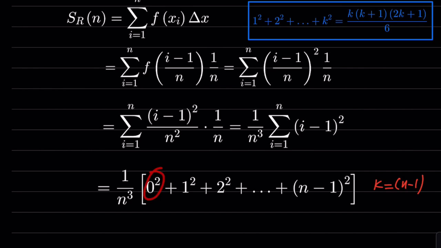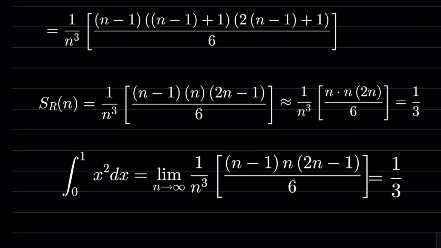So I'm adding the squares of natural numbers. This is just 0 squared, that's just 0. So I'm adding the squares of natural numbers starting from 1 all the way to n minus 1. So this sum can be computed using this formula. All you need to do is replace k by n minus 1. And if you replace k by n minus 1 in this formula, this is what you're going to get.